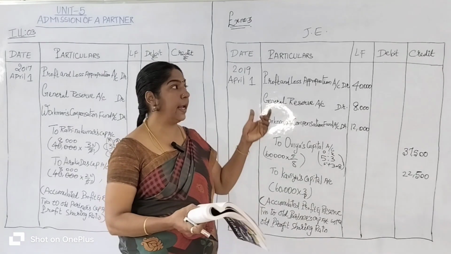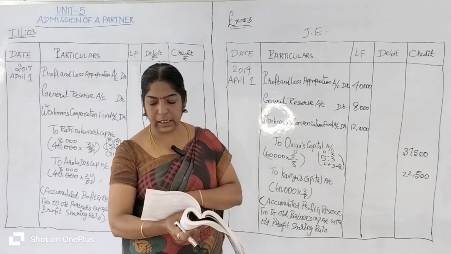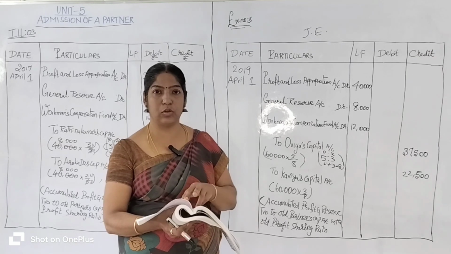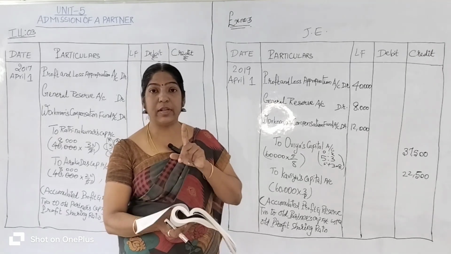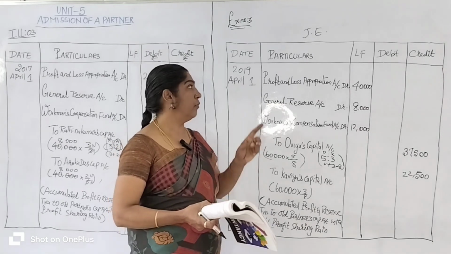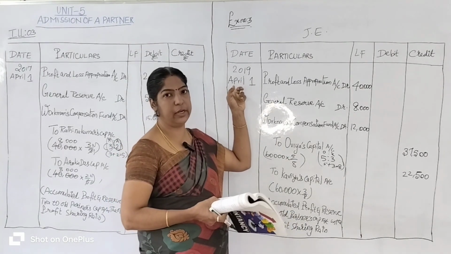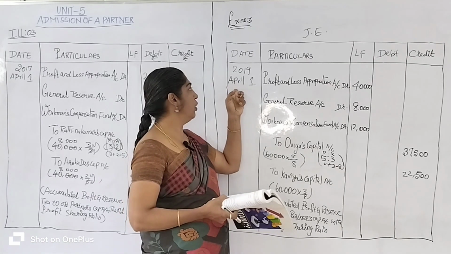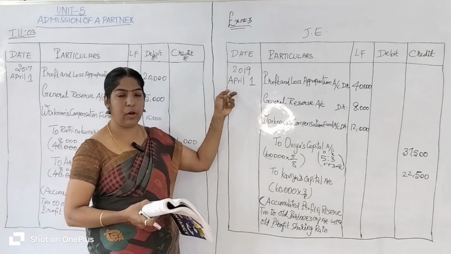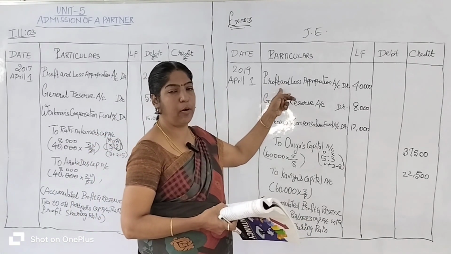We are going to write the next day from the end of the accounting period. What is the next day from 31st March 2019? 1st April 2019. This is the admission date. So you are going to write 1st April 2019 in the date column. Are you clear? Then you are going to pass the journal entry as per the format.